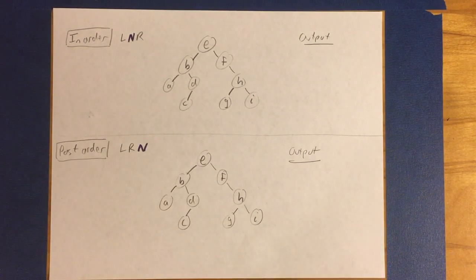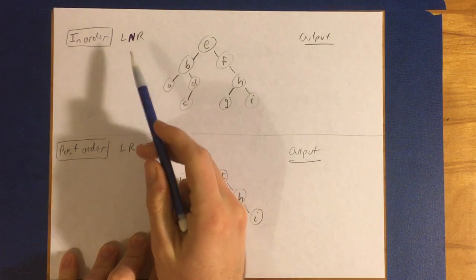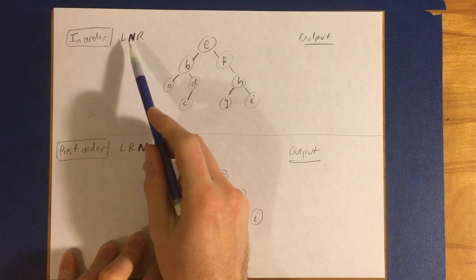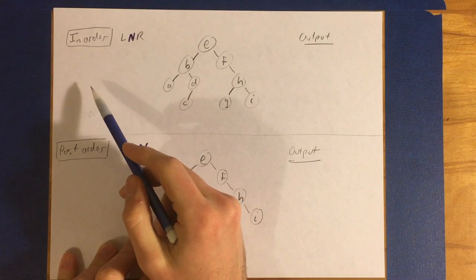Okay, so we just finished going over the pre-order traversal for a tree. So let's go over in order. In order is where the node is going to be visited in between the left and the right children.